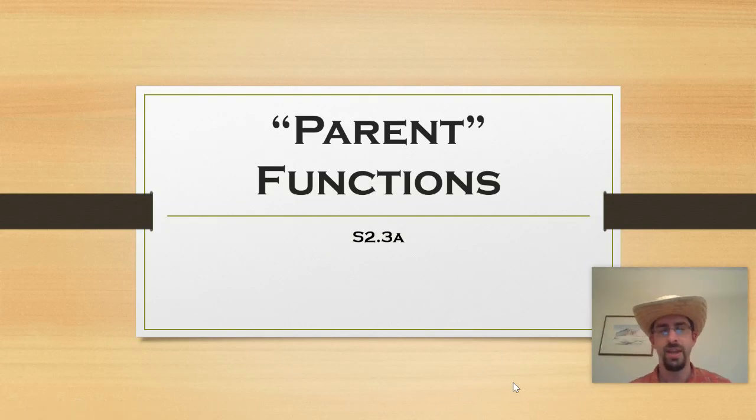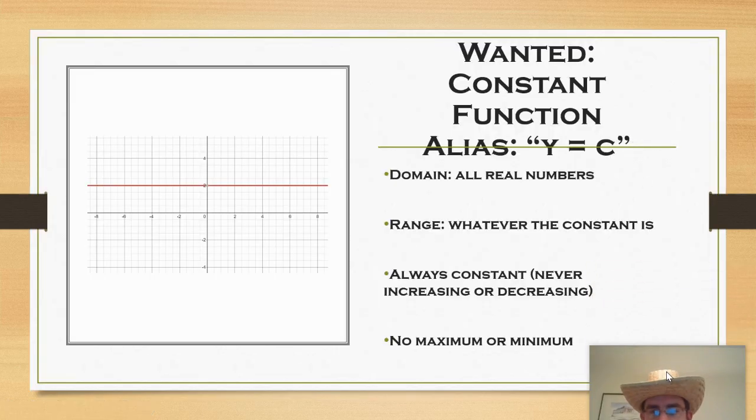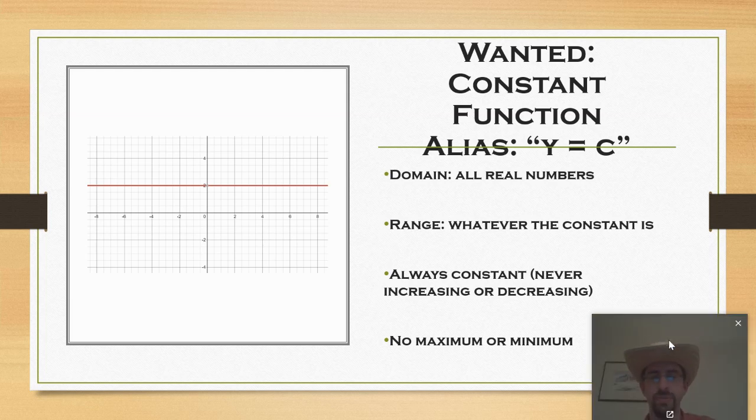Wanted. Parent functions. Eight functions are on the loose, and we need your help to identify them. First function, the constant function. Alias, y equals c. We see a member of the family right here, y equals 2.